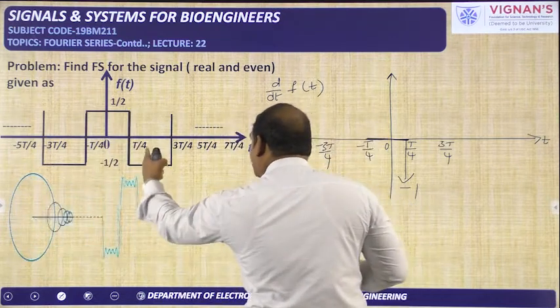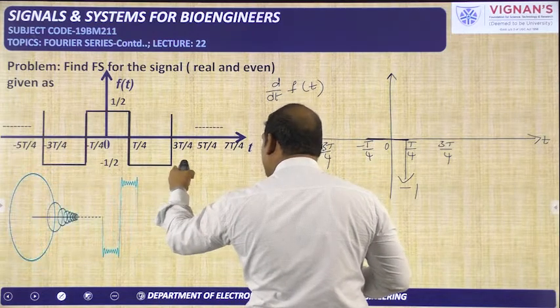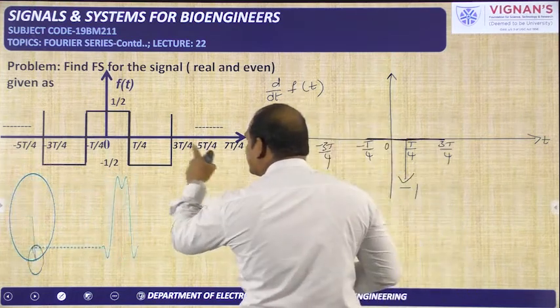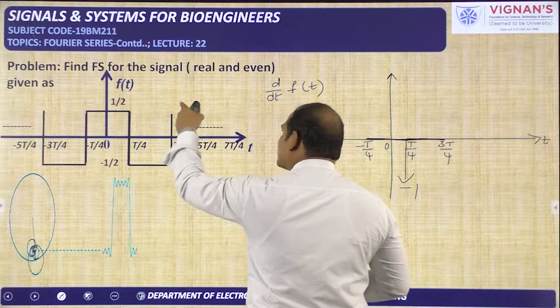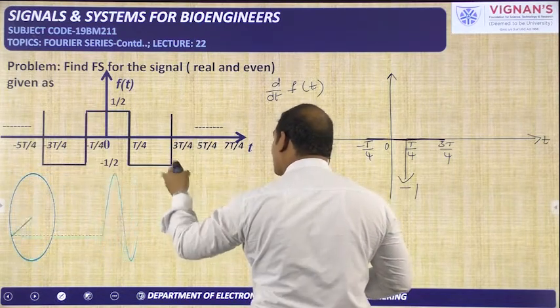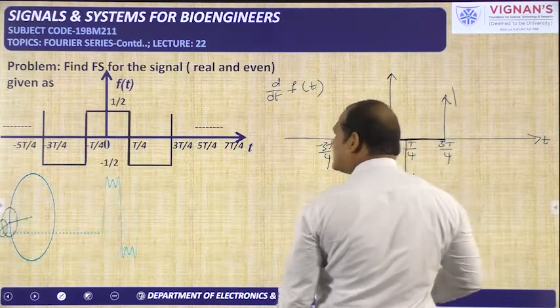Next, from T/4 to 3T/4, the amplitude is -1/2. It is constant, so its differentiation is 0. But exactly at t = 3T/4, the amplitude is changing from -1/2 to +1/2. Destination minus source, that means 1/2 minus (-1/2), that is +1. Like this you will get.